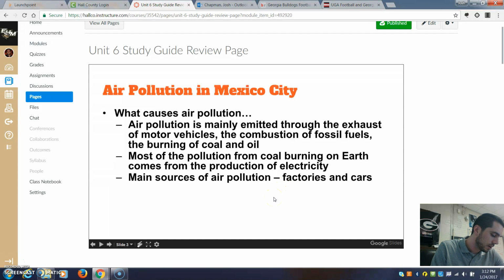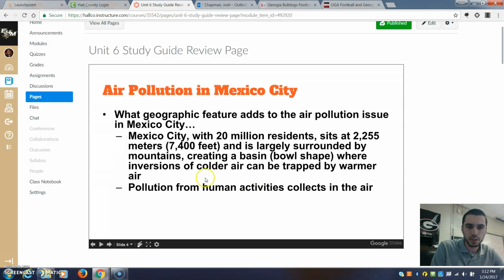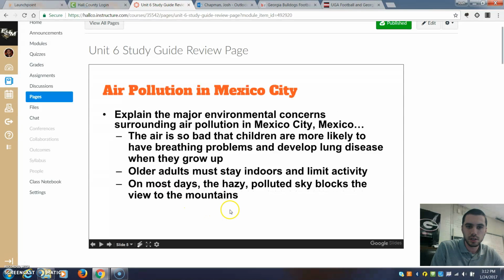Number three, what health problems do children growing up in Mexico City develop? Well, if we click, we'll see right here where it says the air is so bad that children are more likely to have what? Breathing problems and develop lung disease. Okay, so there's those answers there. All right.